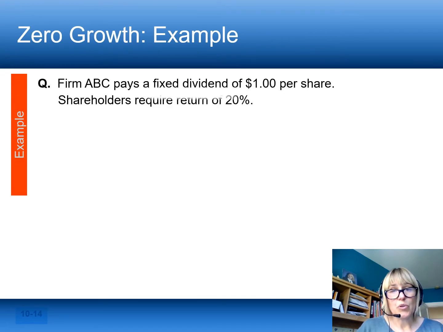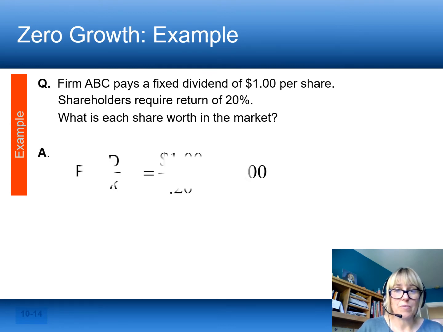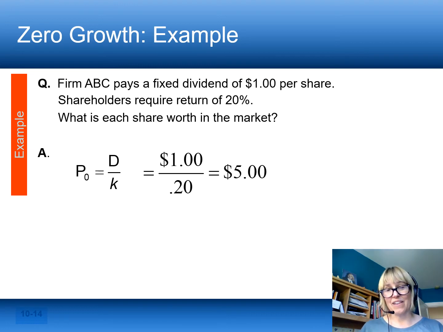So zero growth, here's an example. The firm pays a $1 per share dividend. Shareholders require a return of 20%. What is it worth? Well, pretty simple calculation. A dollar divided by 20 cents is $5 per share.